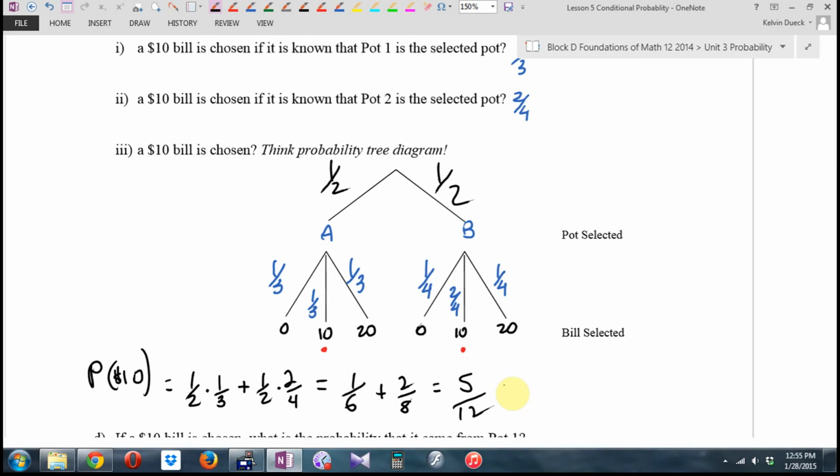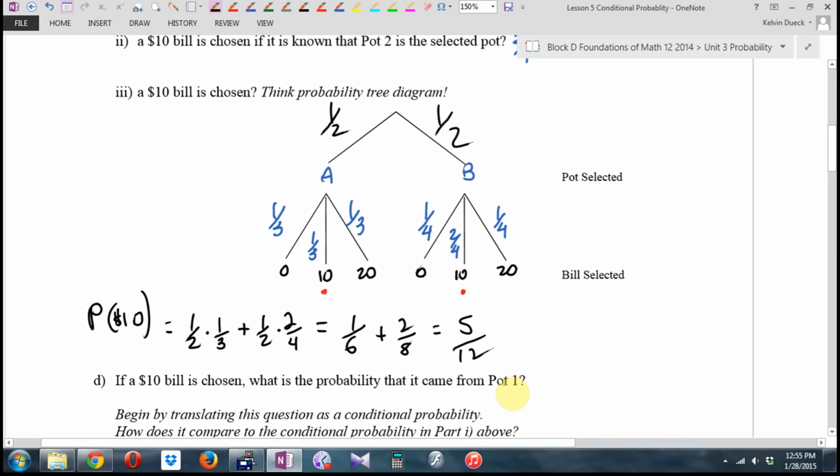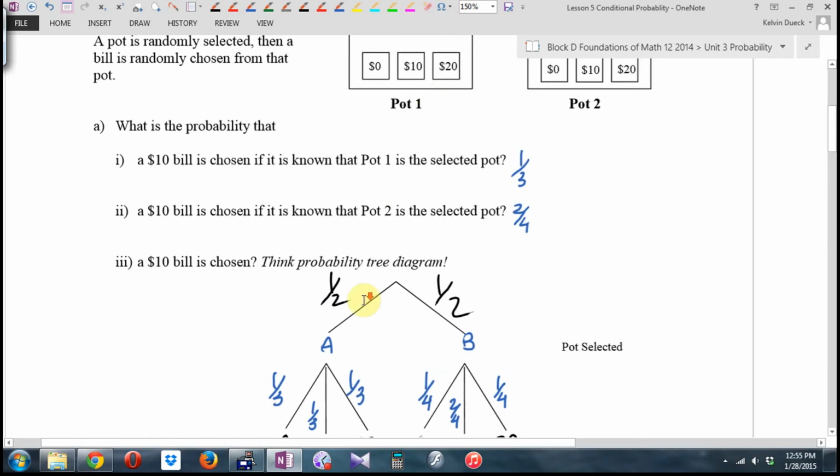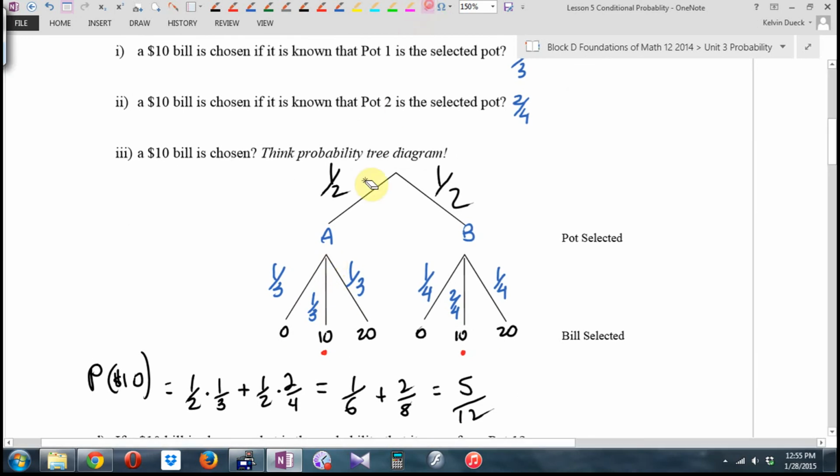Here's the interesting question. Suppose you know that your friend played this game and they're holding a $10 bill. What's the probability that it came from pot 1? Can you see what I'm doing here, Jake? I'm telling you the outcome, and I'm saying, can you find the probability that we came down a specific branch? By the way, it's pot 1 and pot 2. I called it A and B. Sorry. I guess I can fix that for you guys. Pot 1, pot 2.